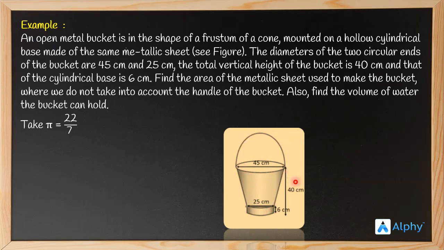Now we are also required to find the volume of water the bucket can hold. And the volume of water is nothing but the capacity of the bucket. And we know that it is given by the volume of the frustum of the cone. So let's look at the solution.